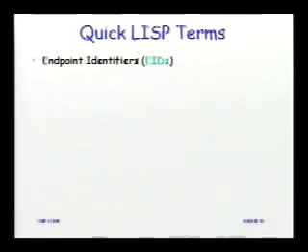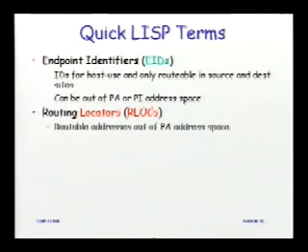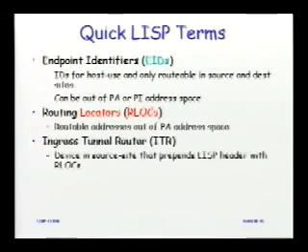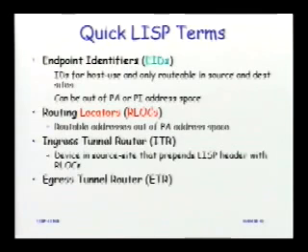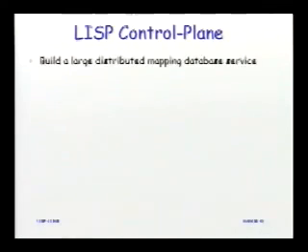Okay, so here are the terms. Endpoint identifiers, we know what those are. They can be PI or PA, doesn't matter. Routing locators, usually we're thinking those are out of PA space. Ingress tunnel router, Dino talked about that, and it's the device at the source that prepends the LISP header, also needs the mapping. And the egress tunnel router is the decapsulating router at the destination site. So, okay, here we go.